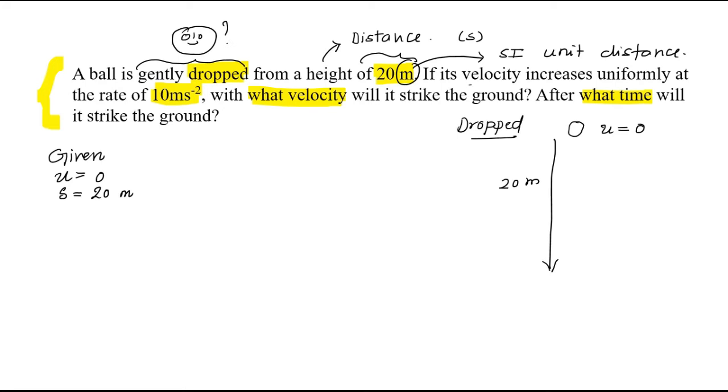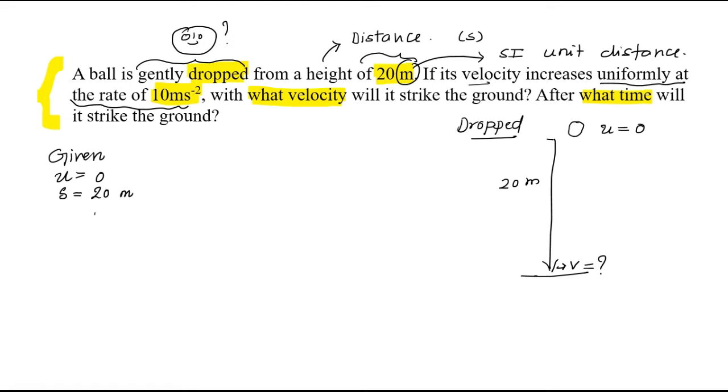If the velocity increases, what he says is the velocity will increase, and finally it becomes the final velocity, which is much more, just before it touches the ground. And that is the final velocity, which we can give a letter small v. That is what we have to find. But in between, what is given is that its velocity increases, and how does it increase? Uniformly at the rate of 10 meter per second square.